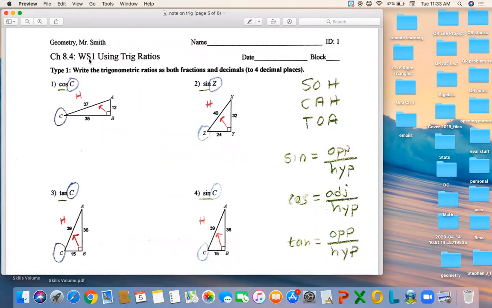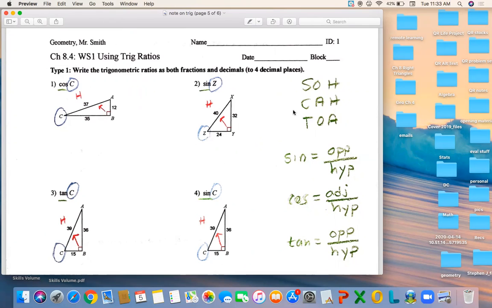What we want to do with trig functions is identify which ones we're using to solve problems that involve angles or sides and finding how long they are or what size they are. In the first four examples, we're asked to find the trig ratio as a fraction and a decimal.